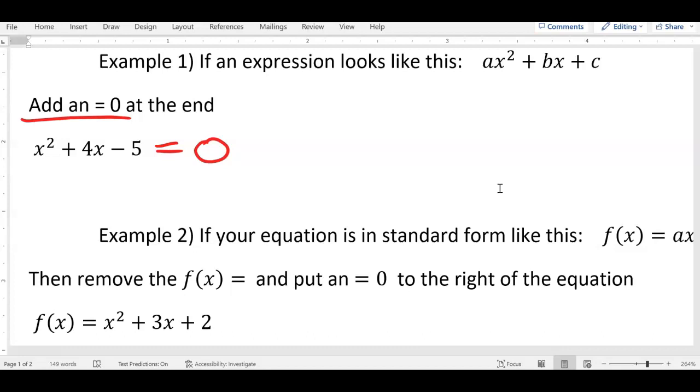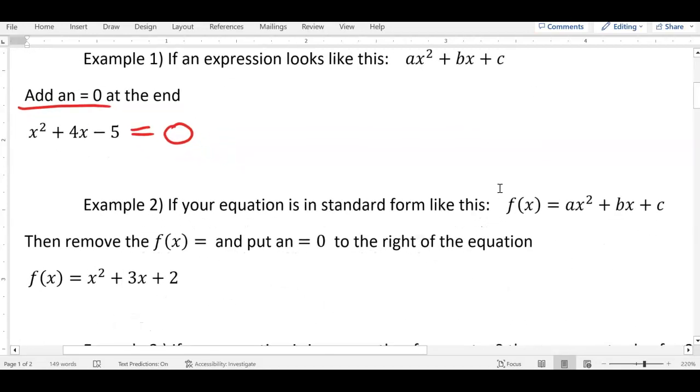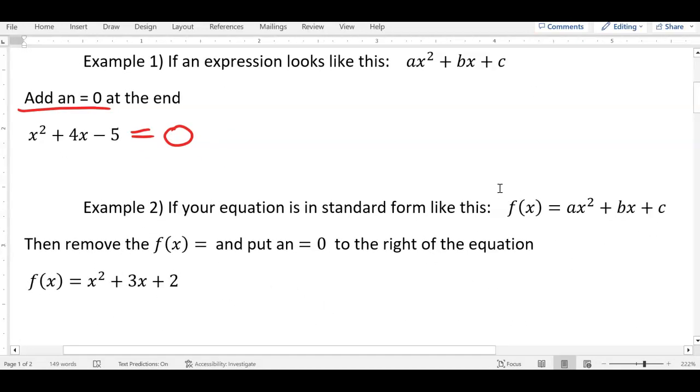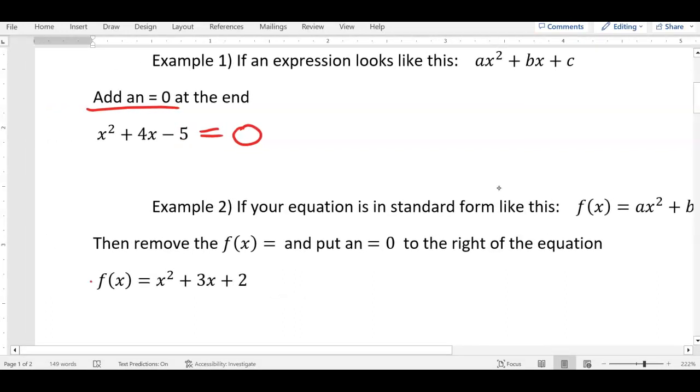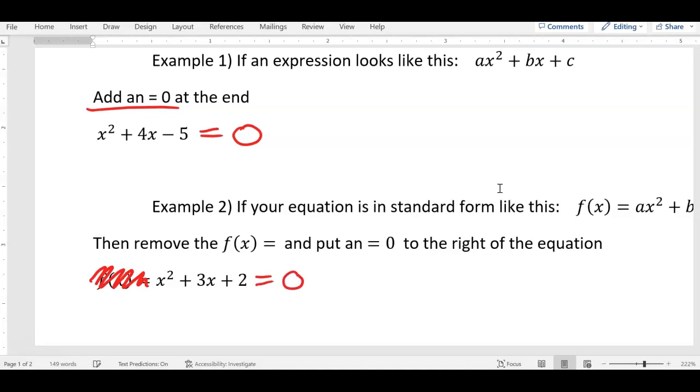Now, example 2. If your equation is in standard form, if it says f of x equals, what am I going to do? Remove the f of x, put equals 0. So on example 2, do this for me. Scratch that out, equals 0. Okay? I'm showing you all the different ways you might see it. So if there's no equal 0, you add it. If there's an f of x or a y equals, scratch it out. Make it equal 0, okay?